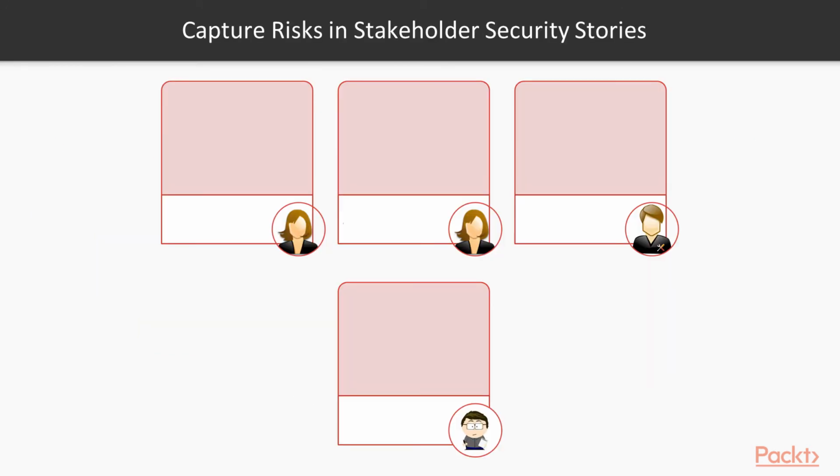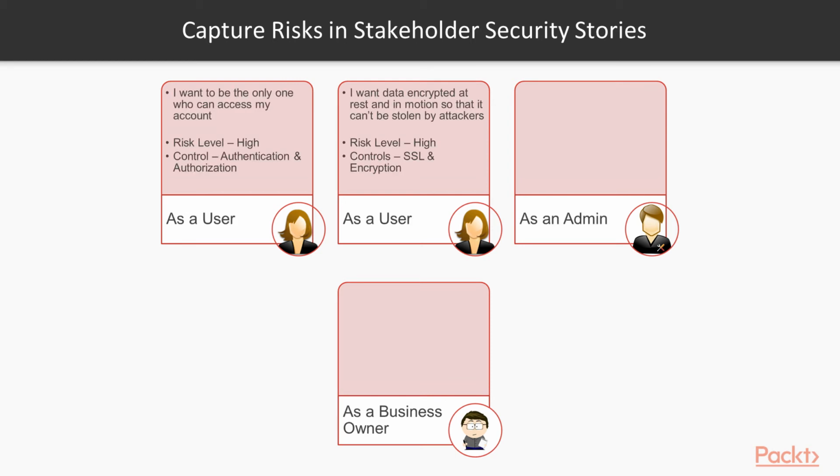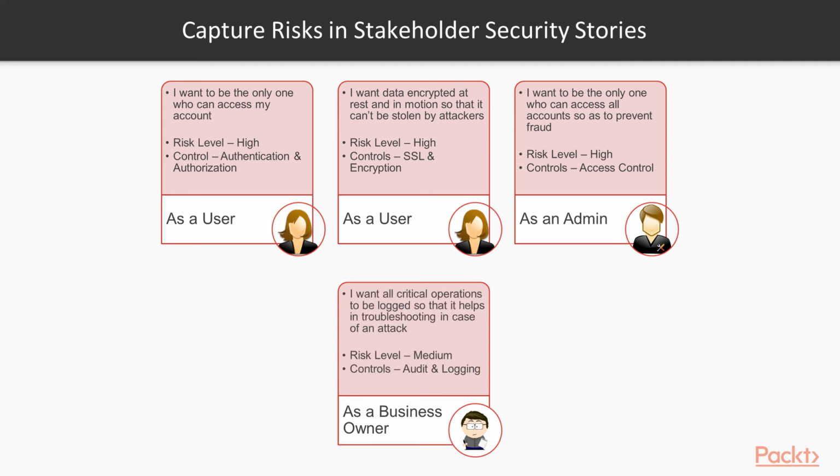After identifying the different risks, create appropriate user stories for various stakeholders like user, admin, business owner, etc. For example, a user may be concerned with proper access to their account and may want to address that. An admin user may want to control all the accounts. Similarly, a business owner may want auditing of critical operations so that it helps in troubleshooting.